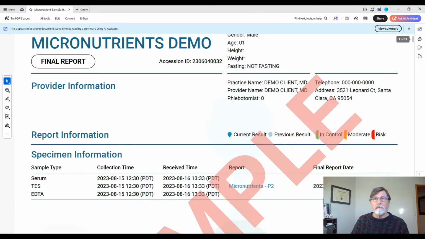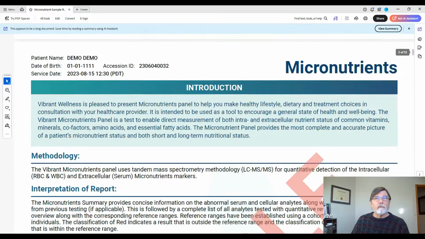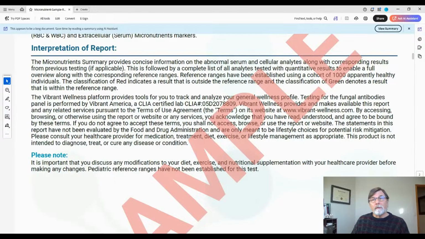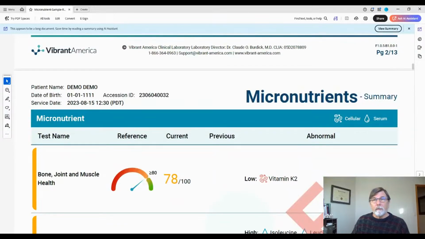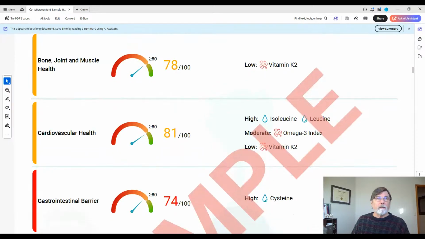And so first thing we're going to see again is an introduction and some methodology and some interpretation issues. And then we're going to talk about the summary. So in the summary, it's going to tell you about bone, joint, and muscle health, then cardiovascular health, and give you sort of a gauge. And then along with the gauge, it's going to tell you why the gauge isn't deep in the green.